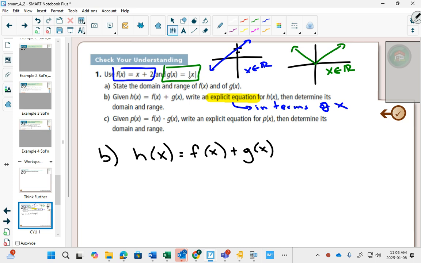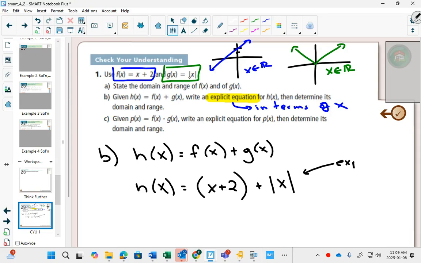All I would have to do to change this to an explicit equation is instead of f of x, I could replace that with x plus 2, and instead of g of x, I could replace that with the absolute value of x. So now that this is in terms of x only, we would call this an explicit equation.